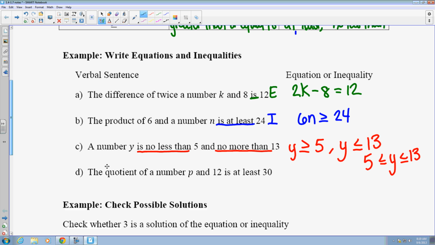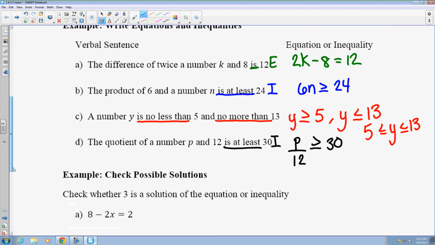D. The quotient of a number p and 12 is at least 30. Is at least being our keywords. We know this is going to be an inequality. Quotient is division. P divided by 12 is at least 30. And I know that's a greater than or equal to because I looked up at my chart and it tells me that is greater than or equal to corresponds with is at least.